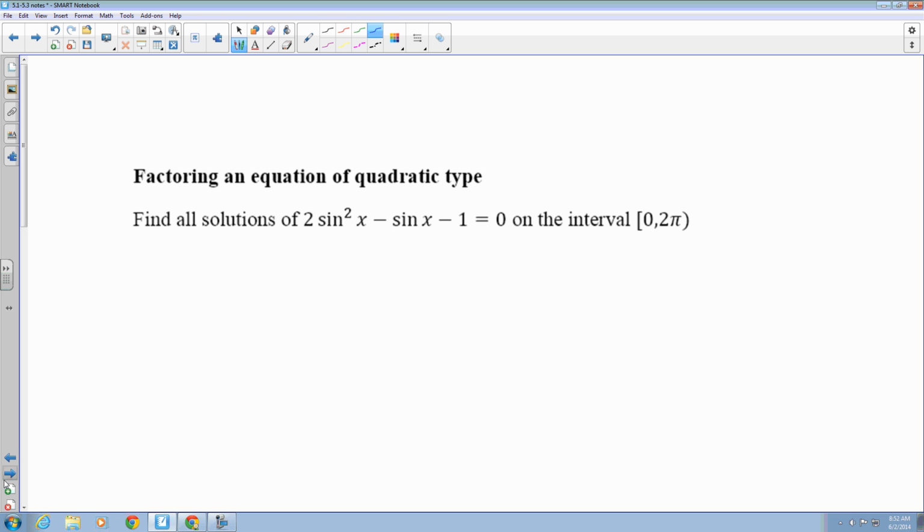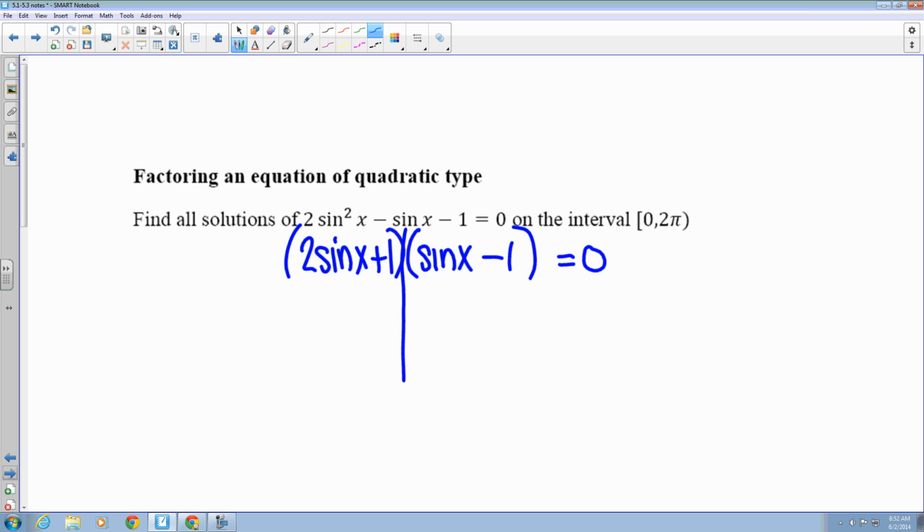Find all solutions of 2 sine squared minus sine minus 1 in the interval. So I have three terms, a sine squared, a sine, and a constant, which means we should factor this. Since it's a trinomial, it gets factored into two binomials. And factoring this, I get 2 sine x plus 1 and sine x minus 1. And just like the last one, now that we got it down to multiplication, I can split this into 2 and solve them separately.